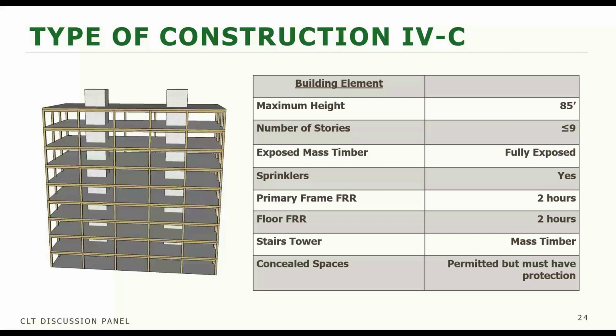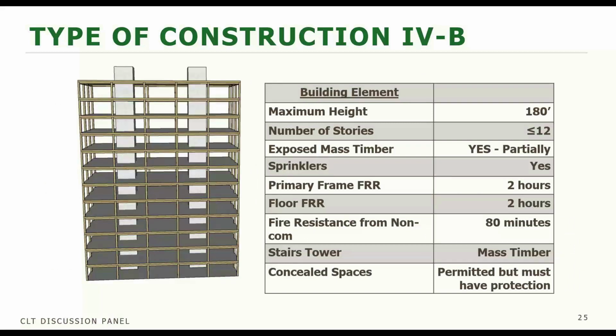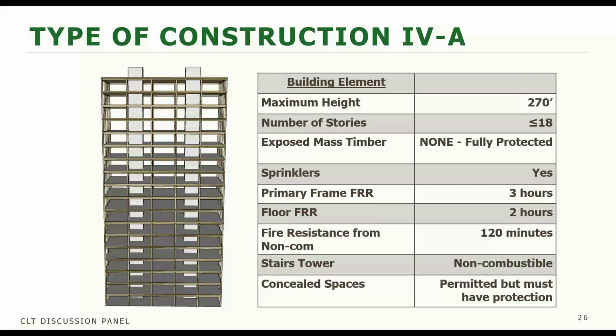So we've just got some summary slides here that show the maximum height in stories. Like I said, type 4C is going to be our shortest allowable height. That would be 9 stories or a maximum height of 85 feet. For type 4B, again, we can go a little bit taller. We can go up to 12 stories, maximum building height of 180 feet, partially exposed mass timber. And then type 4A, this is our tallest allowable structure with 18 stories allowed or a maximum building height of 270 feet. And this allows no exposed mass timber.